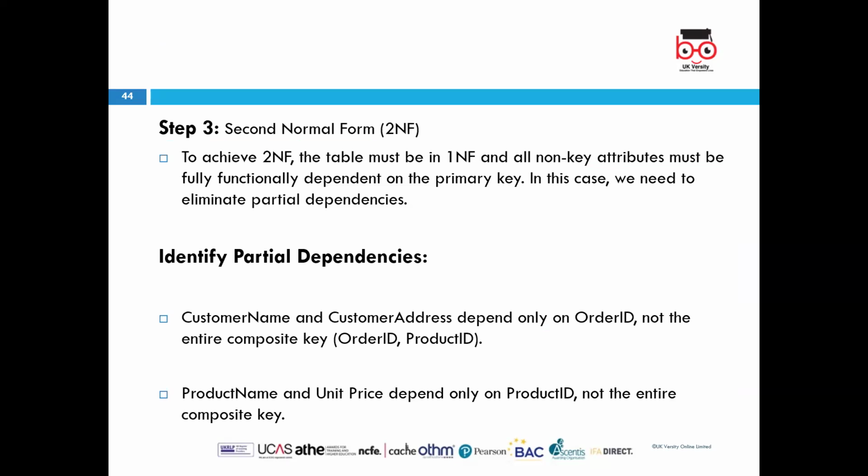Step 3, we now have to achieve our second normal form, where we must be in first normal form, and all of our non-key attributes must be fully functionally dependent on our primary key. Okay, so we now identify partial dependencies, such as customer name, customer address, which are dependent only on order ID and not the entire composite key.